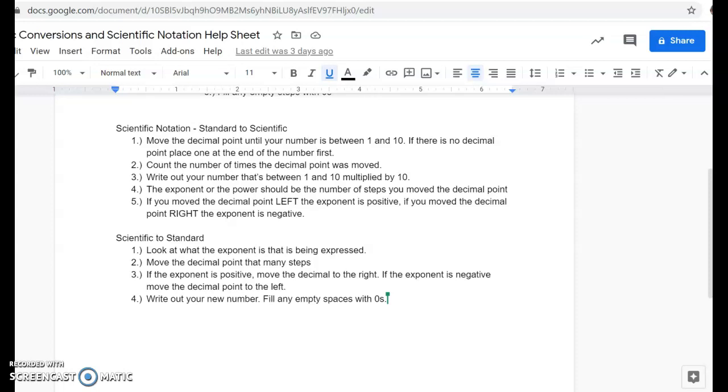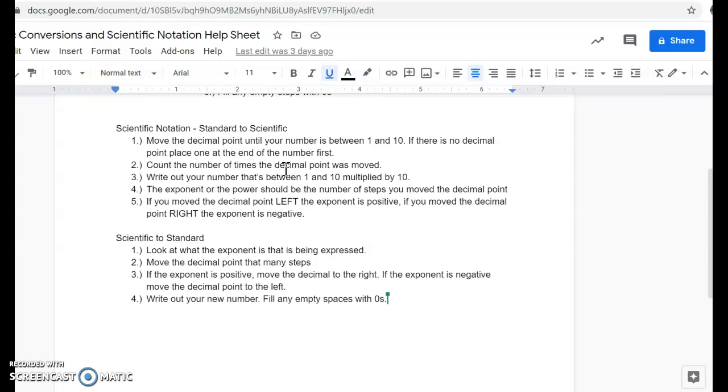This is a help sheet for you that I have posted as well. It gives written instructions of how to convert from standard to scientific as well as scientific to standard. So we're going standard to scientific first. And these are just directions for you in case you ever get lost and you don't want to rewatch the video, but you want to refer to a help sheet. This is basically telling you what you do.